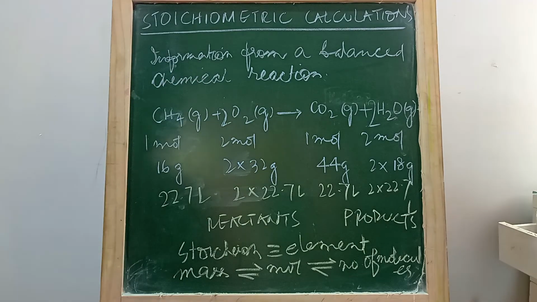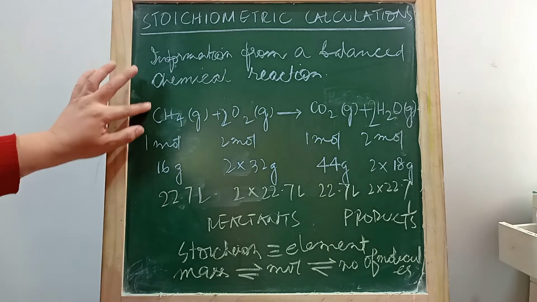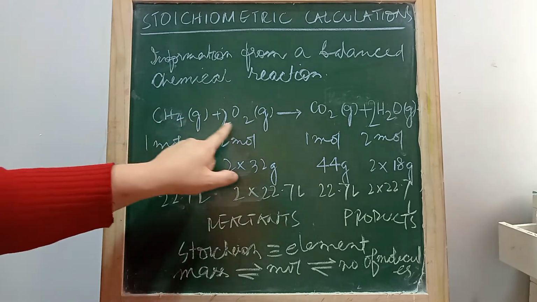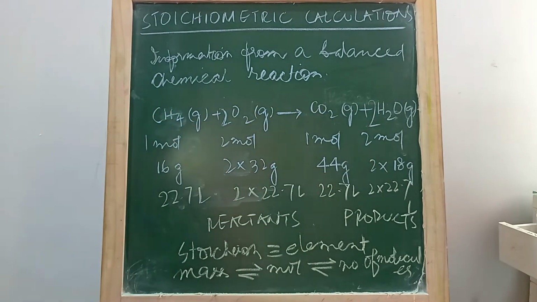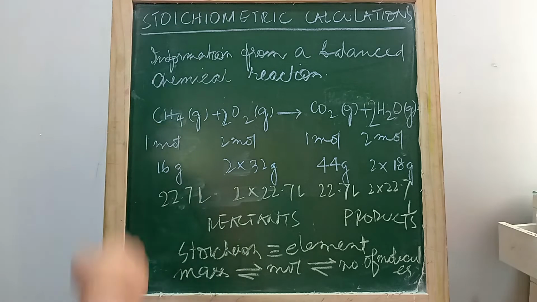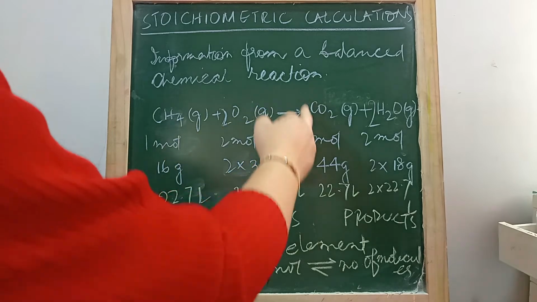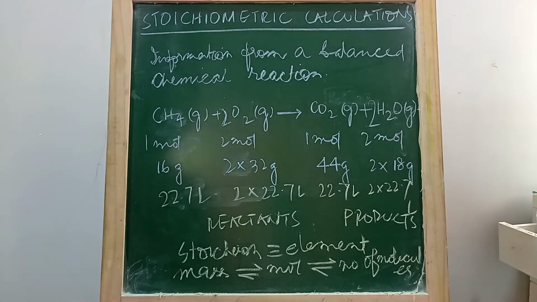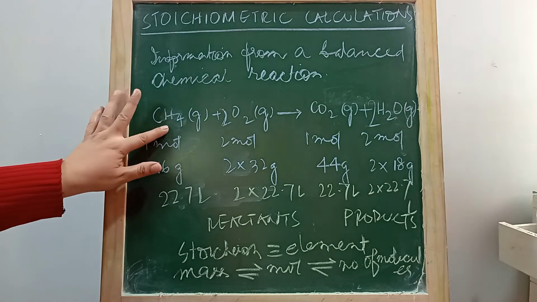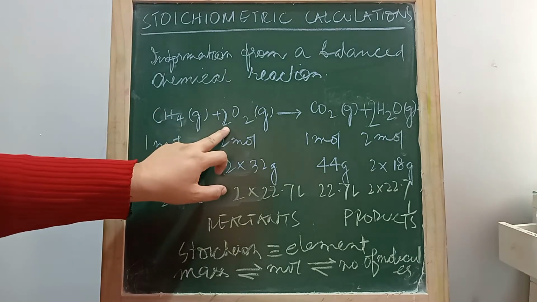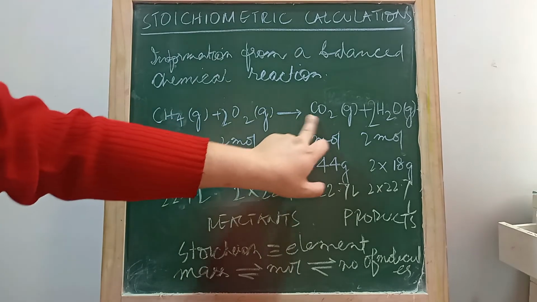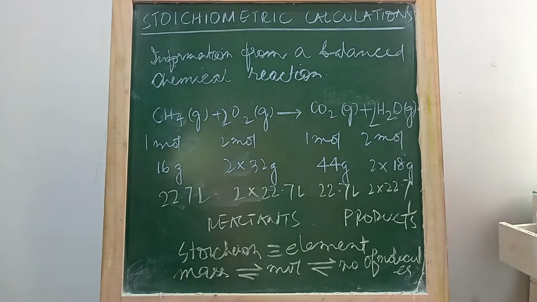So let's see what information is provided by it. The numbers that we write before the compounds or the elements are coefficients, also called stoichiometric coefficients. So here we have 1, 2, 1 and 2. First of all, it gives the number of molecules that are reacting. One molecule of methane is reacting with two molecules of oxygen to give one molecule of carbon dioxide and two molecules of water vapor, right?